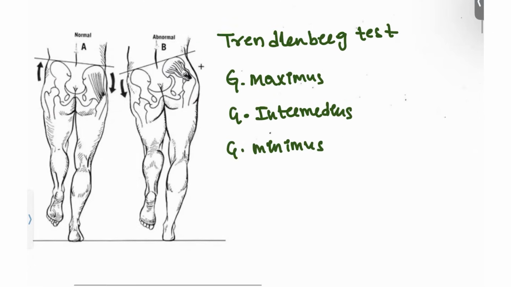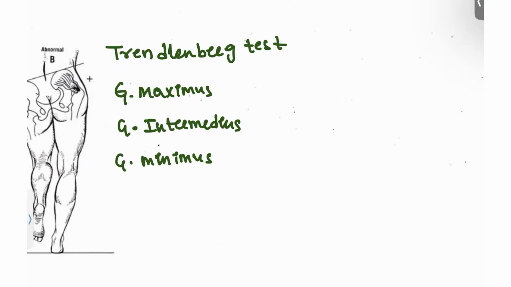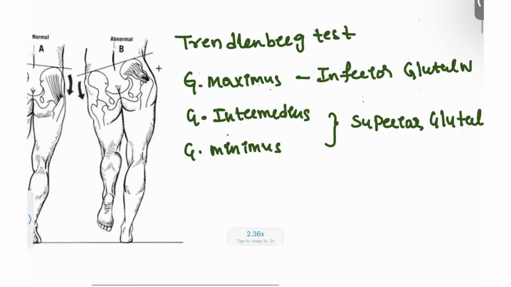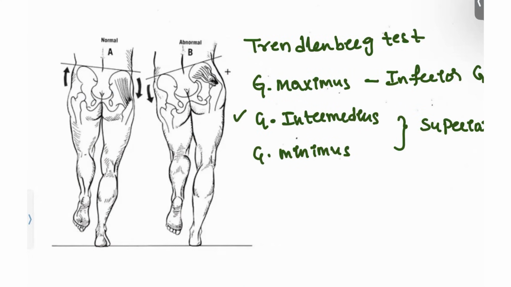So, what is the nerve innervation for the gluteus maximus? This is your inferior gluteal nerve. And these two are supplied by the superior gluteal nerve. So, we are going to check mainly the gluteus medius and the gluteus minimus, so that we are checking for the patient with superior gluteal nerve palsy.